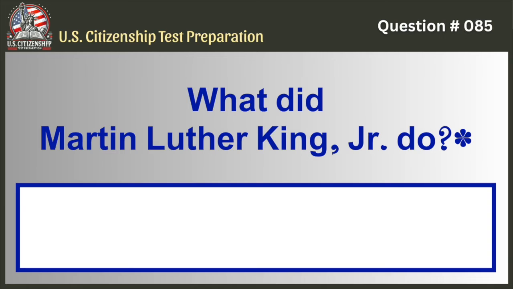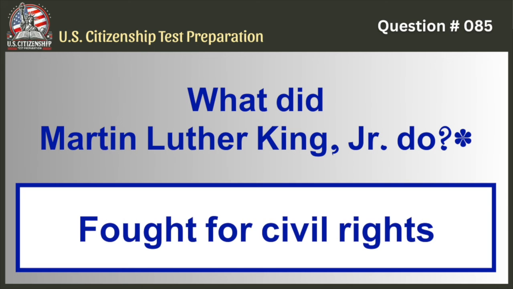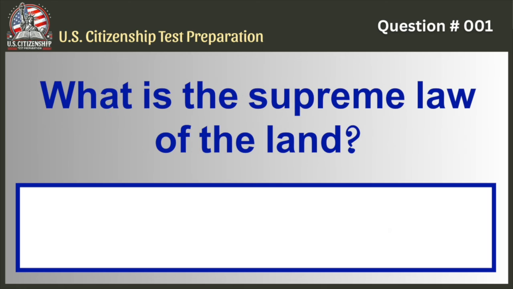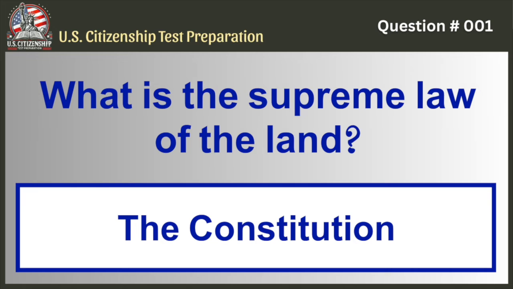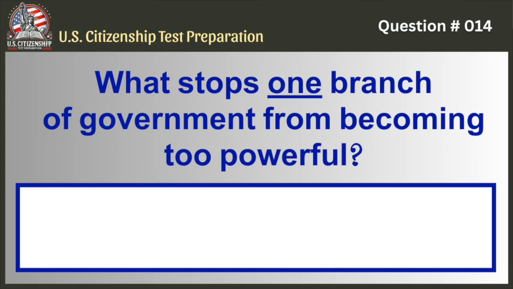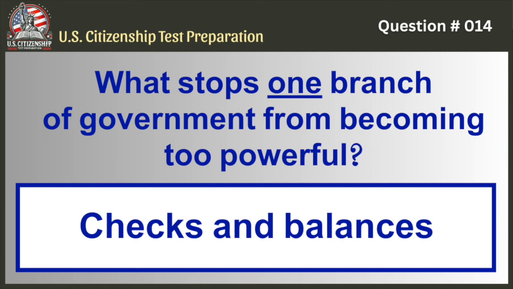What did Martin Luther King Jr. do? Fought for civil rights. What is the supreme law of the land? The Constitution. What stops one branch of government from becoming too powerful? Checks and balances.